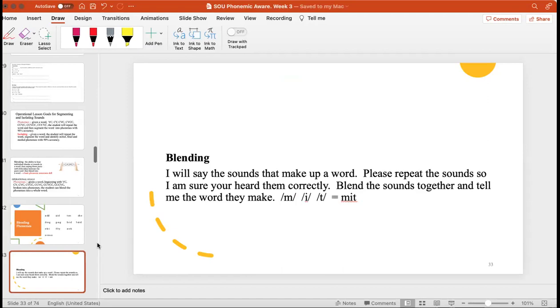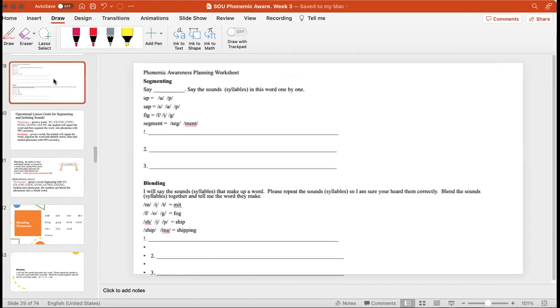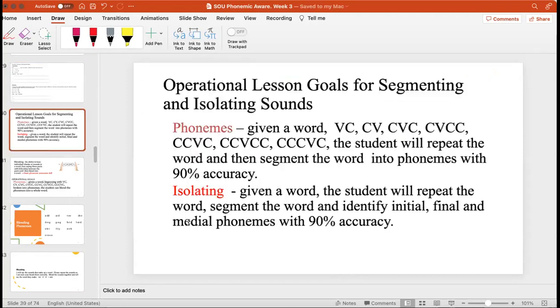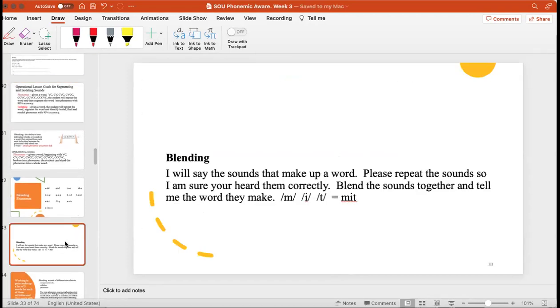So again, I'm going to break you up into working groups. You're going to use the phonemic awareness planning sheet for blending and then also for isolating. And these are your directions for isolating. Any questions? Make up like 3. And remember, don't segment or give hints to your student. Make them do the work.